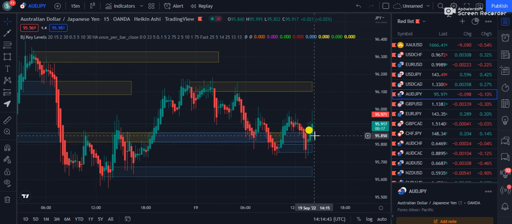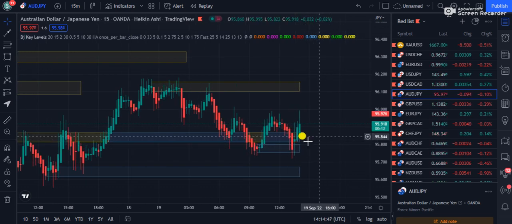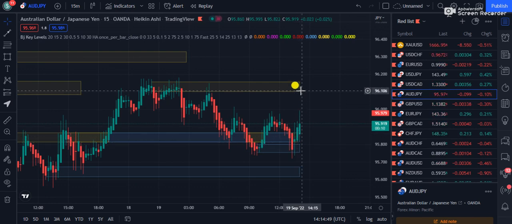Okay, right now you can see that this has become a blue zone. It looks blue to me right now. So you can target something up to here.